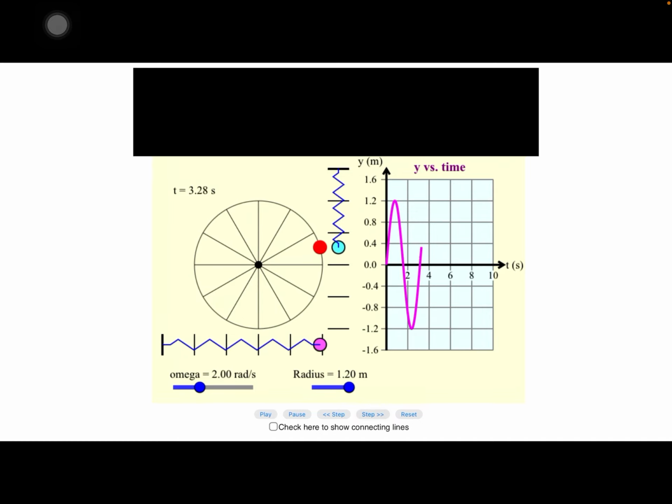So here is the slow motion. Okay, so you can see here the motion of the pendulum and the ball in circular motion. So jadi sama. So that's why in some cases pendulum bob is same as circular motion.